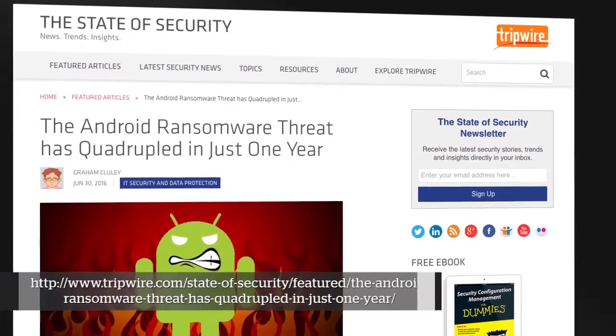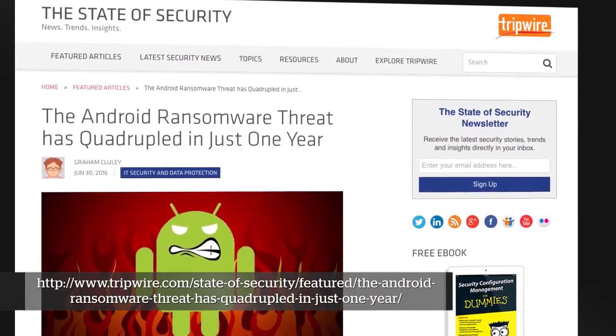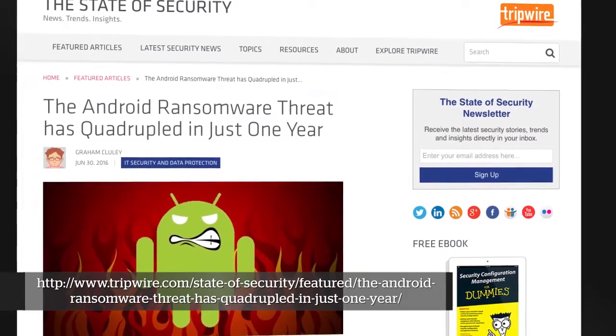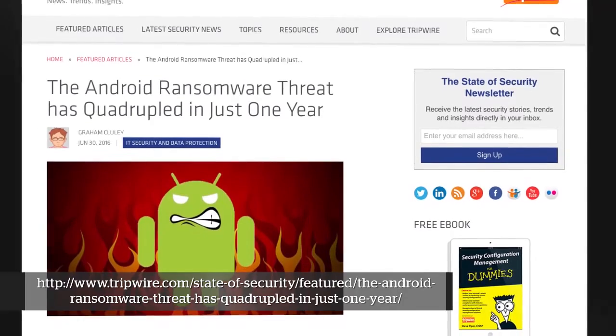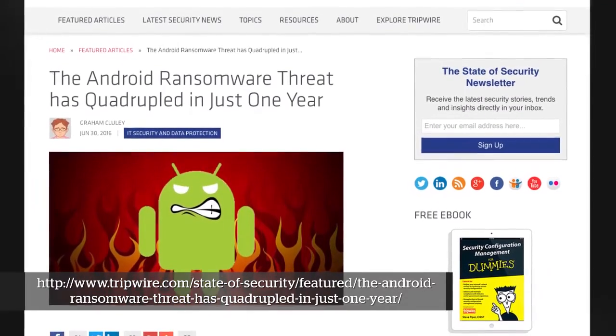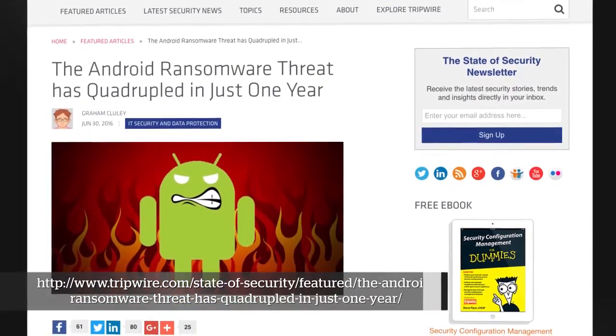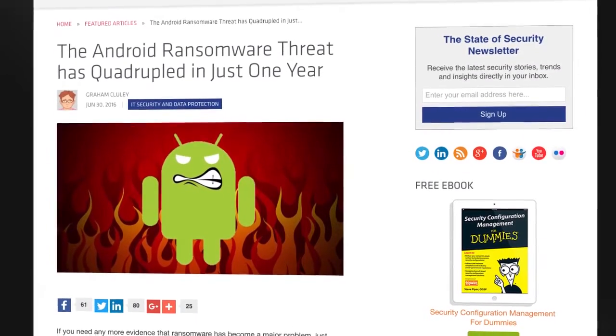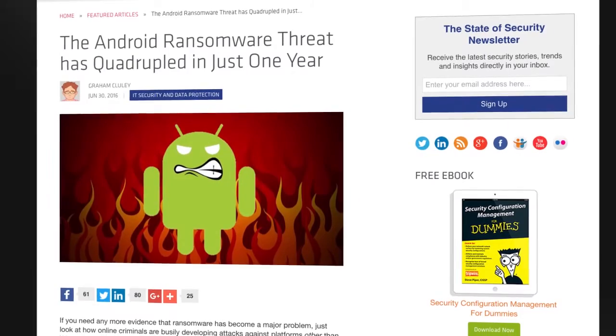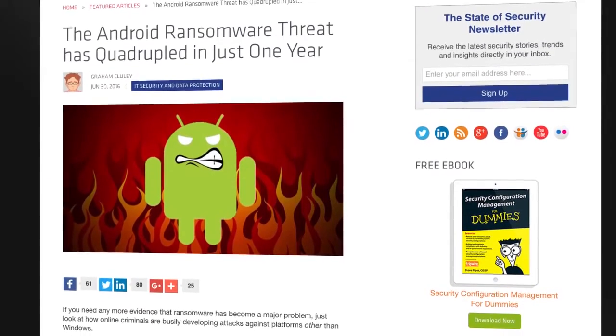The first one was an article that Graham Cluley did on the Tripwire blog, where they were reporting a study that Kaspersky had published, where Kaspersky was saying that the amount of Android ransomware had quadrupled in the last year. And there's no question in my mind that the amount of Android ransomware has increased. I'm not sure if it actually quadrupled, but we'll talk about that in a minute.